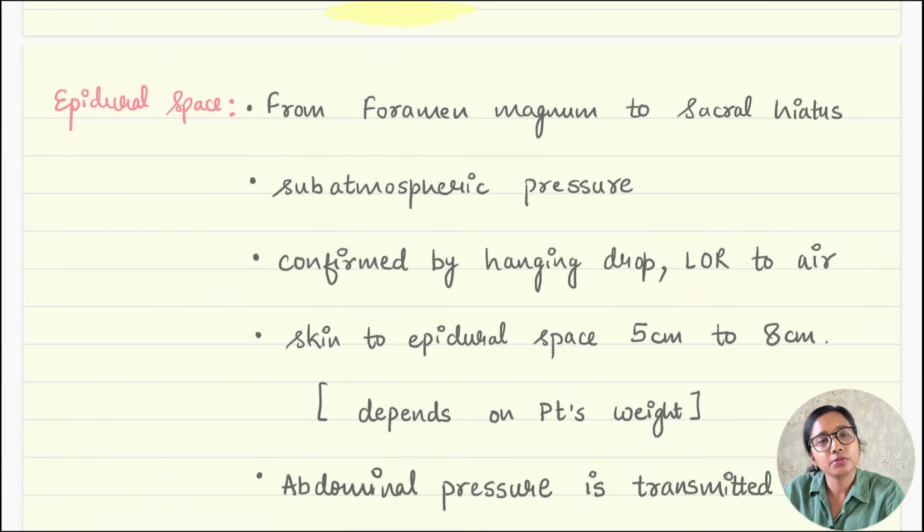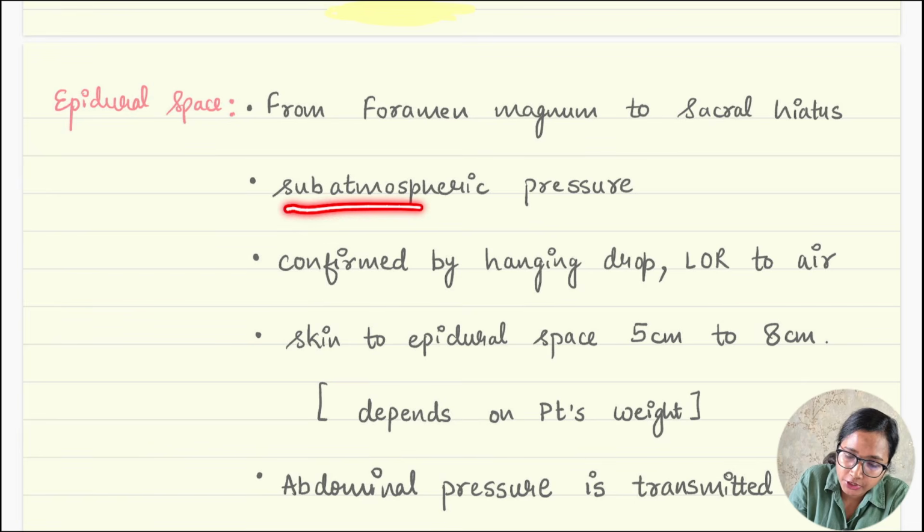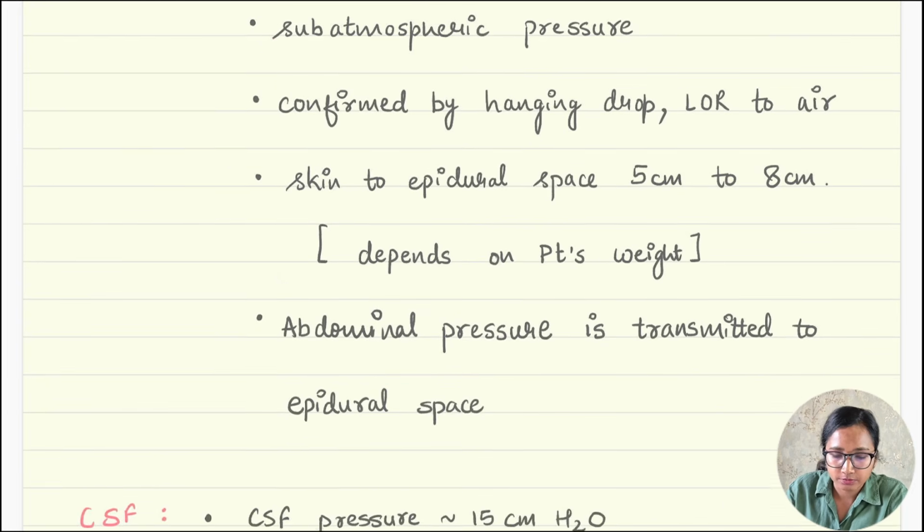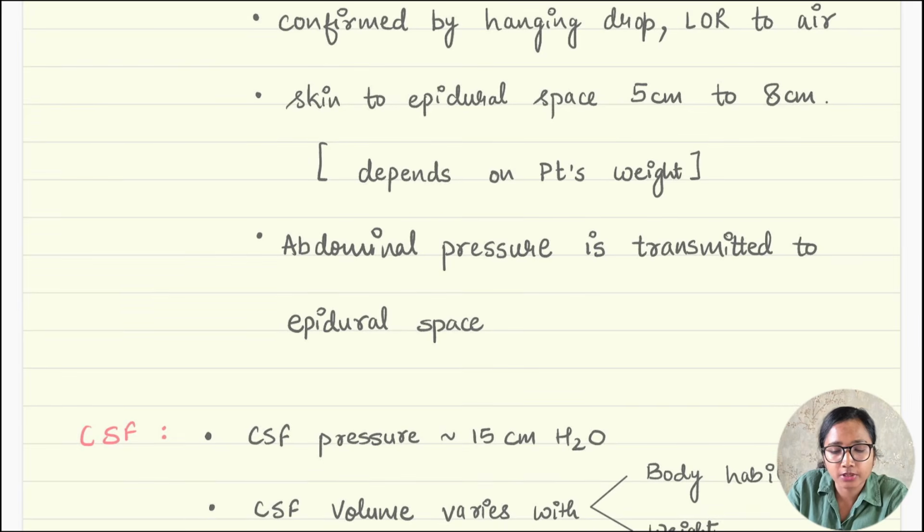Talking about epidural space, it extends from foramen magnum to sacral hiatus. It has subatmospheric pressure, which is why when we confirm epidural space using hanging drop, the drop gets sucked in. The other ways to confirm epidural space is loss of resistance to air or saline. Skin to epidural space is 5 cm to 8 cm. It depends on patient's weight as well.